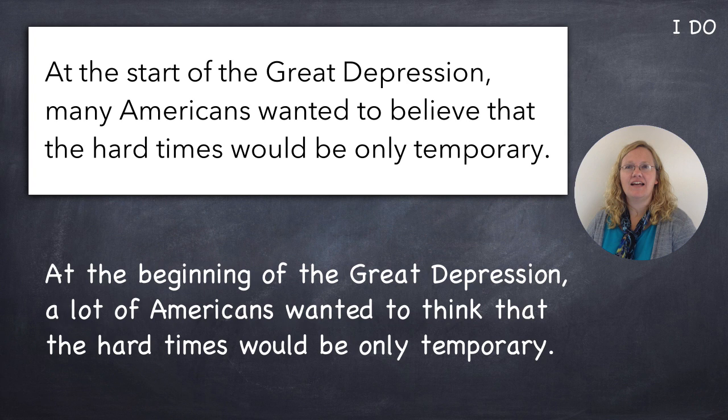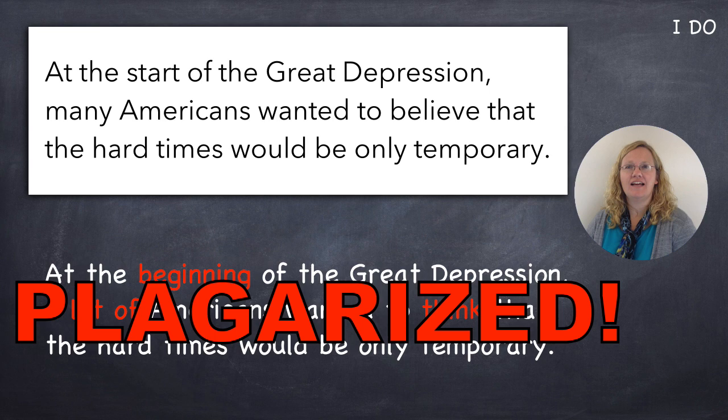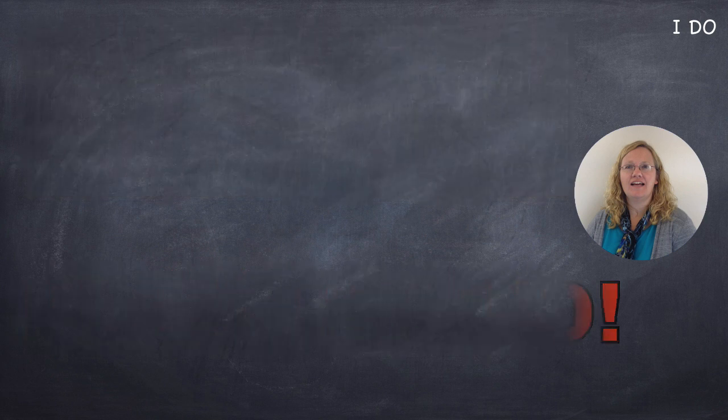If I look at this sentence, the only words that I changed were beginning, a lot of, and think. It also has the same structure. So this is plagiarism. Show them that that is not the appropriate way to paraphrase.